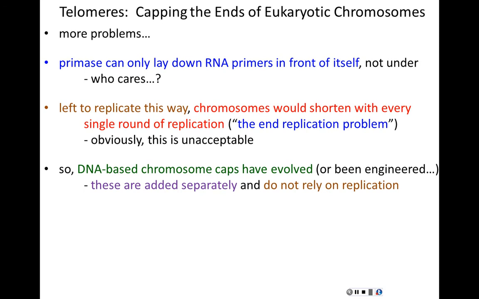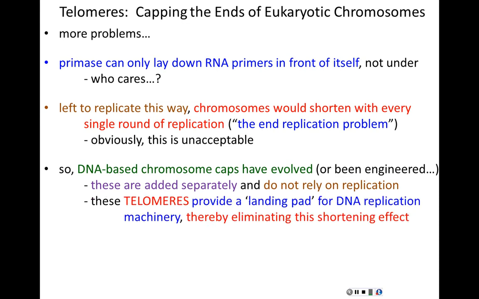And what these caps do is they're added separately. They are made of DNA, but they don't rely on standard DNA replication to be made, and so they can be added after the fact. They're called telomeres, these chromosome caps. And when added, they provide a landing pad for DNA replication to be recruited.